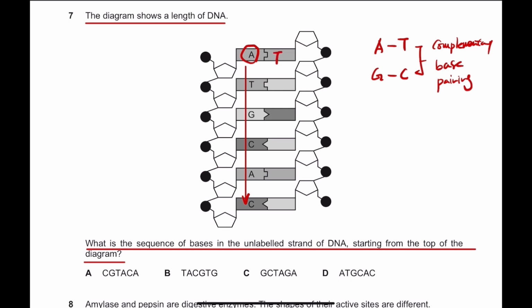So this is T, A, C, G, T, G. We just read it from T to G, and we'll get the answer, which is TAC GTG, B.